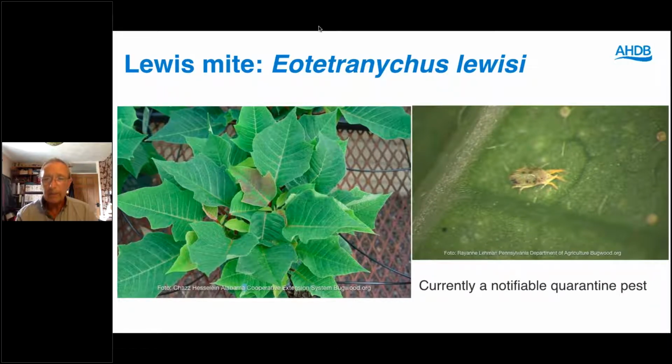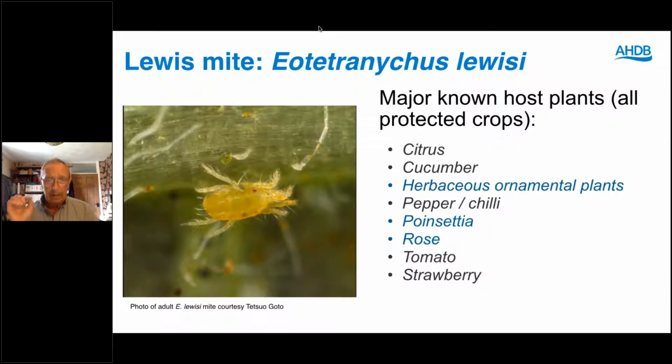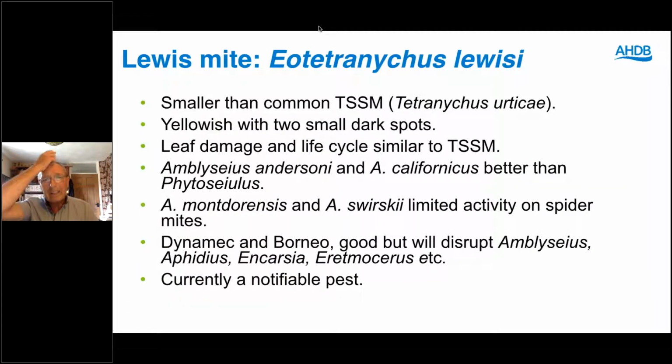The damage they do is very similar. There's a range of crops that we know it attacks, and that list is probably going to grow over the next few years. So it is a serious pest. It is one to take notice of and just be prepared to find it. So really you need to be looking at certain crops. So poinsettia, it has definitely been found on in the UK.